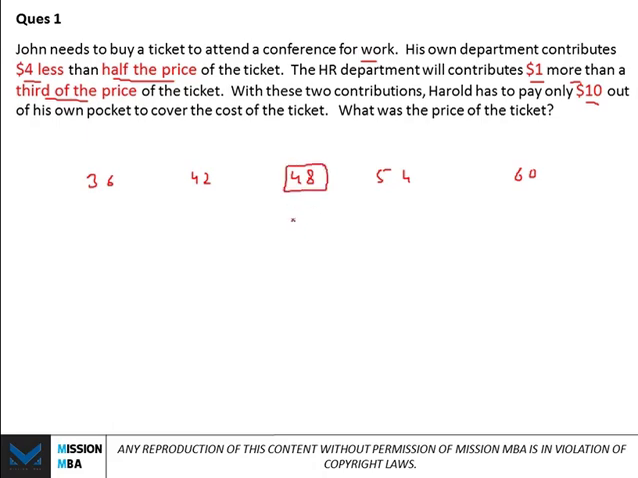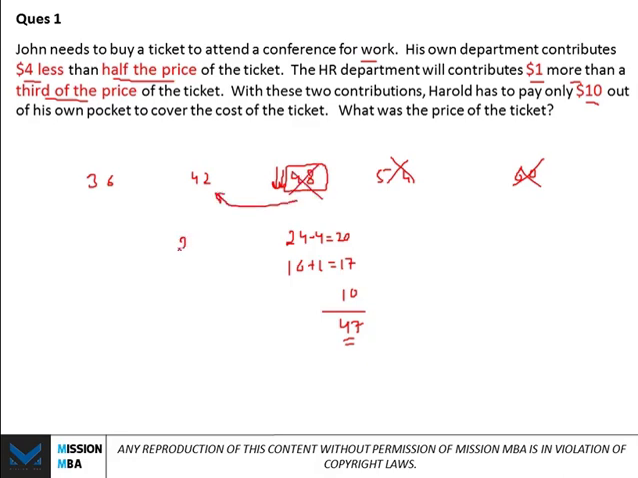That's 48. Fine. So his department, half of that, 24 minus 4. That's 20. Right? HR is 1/3, 16 plus 1. That's 17. And he is paying 10. That's 47. And the ticket price, 48. No, I need to bring this down. The ticket price should be less because we have less money in hand. Gone, gone, gone. Try with the new one.